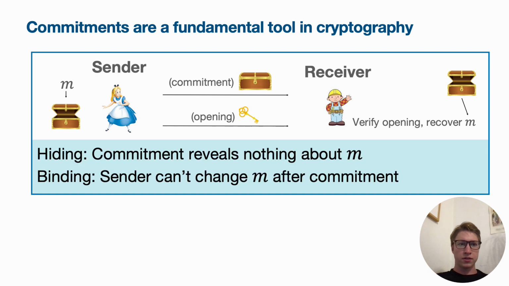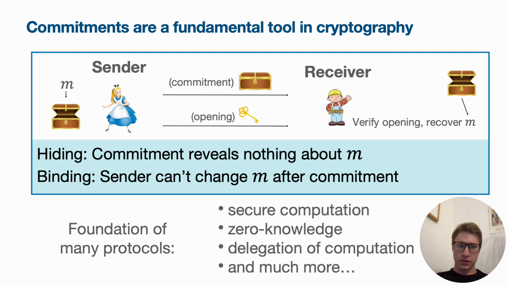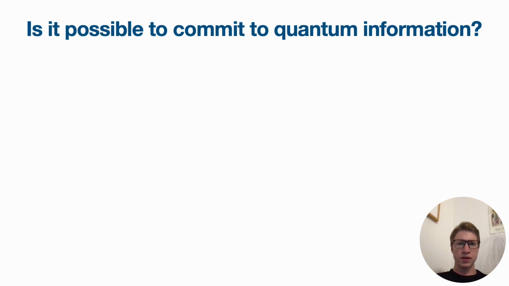Okay, so typical commitment schemes come with two security properties, hiding and binding. So hiding says that the commitment reveals nothing about the message, meaning before you receive the opening, the receiver doesn't know anything about the message. And binding says that the sender can't change the message after sending the commitment. Okay, so commitments are perhaps the most fundamental building block for cryptographic protocols. In this talk, we're going to ask, is it possible to commit to quantum information?